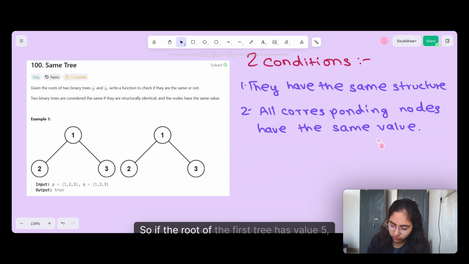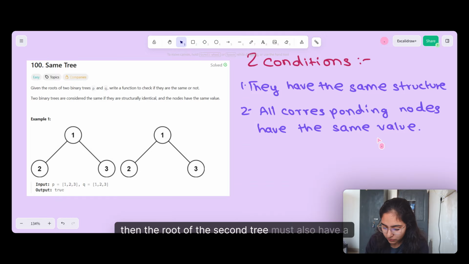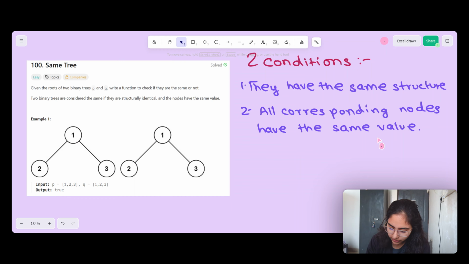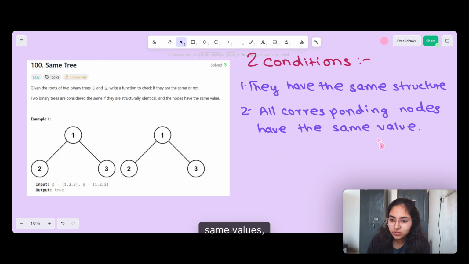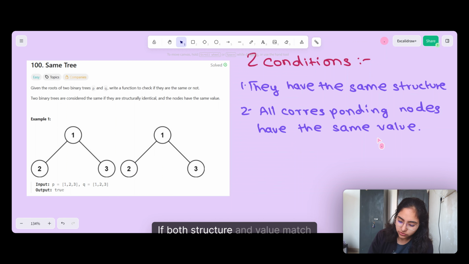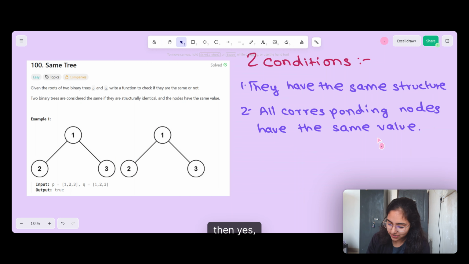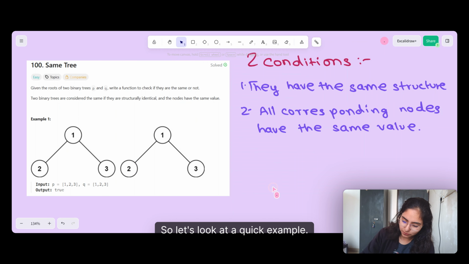And the second condition is all corresponding nodes have the same value. So, if the root of the first tree has value 5, then the root of the second tree must also have value 5. If the left child in tree 1 is 2, then the left child in tree 2 must also be 2. Same values, same position. If both structure and value match at every level, then yes, the two trees are identical and we return true. So let's look at a quick example.